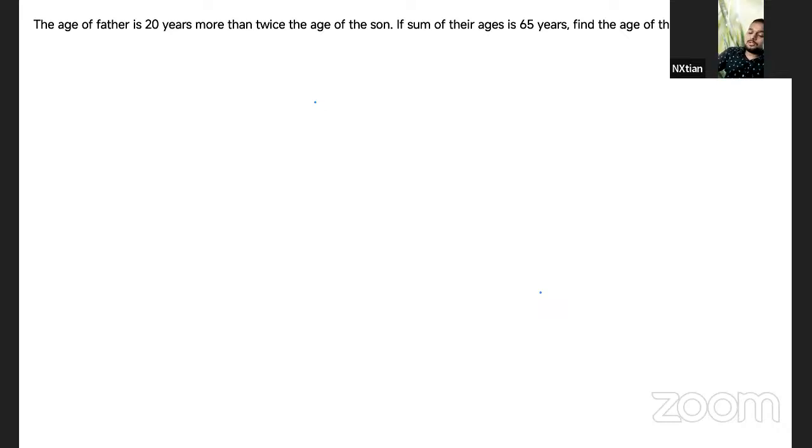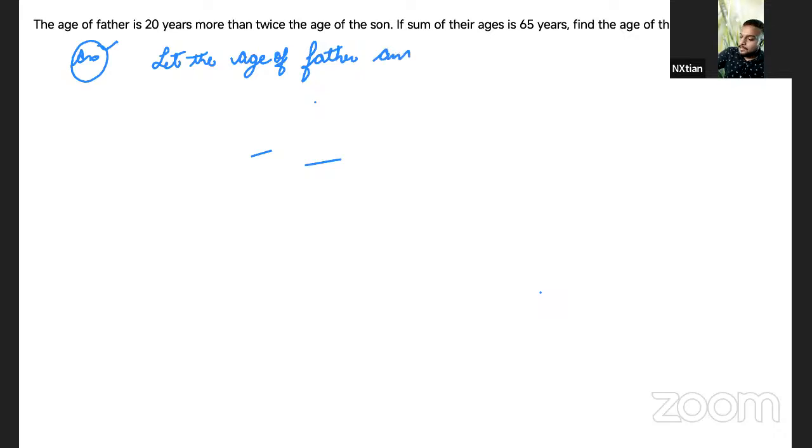So now, first of all, we have to find what is not given. We don't know the age of father and the age of son. So let the age of father and age of son be x and y. I'm taking age of father as x and age of son as y.